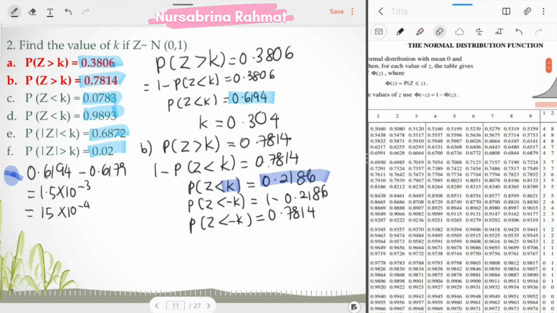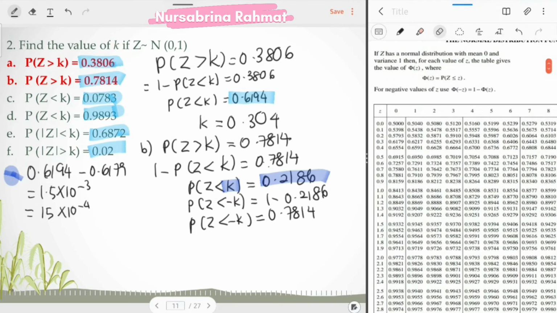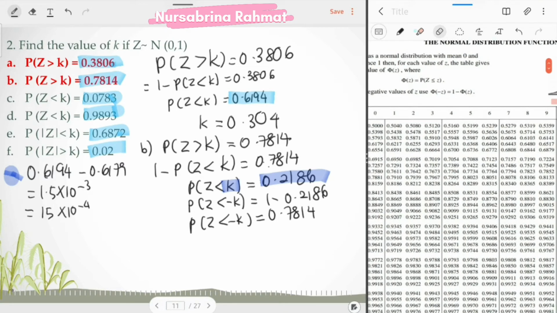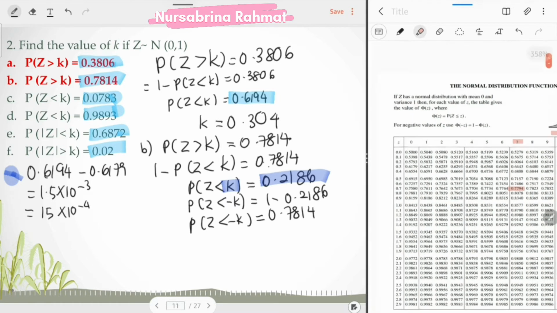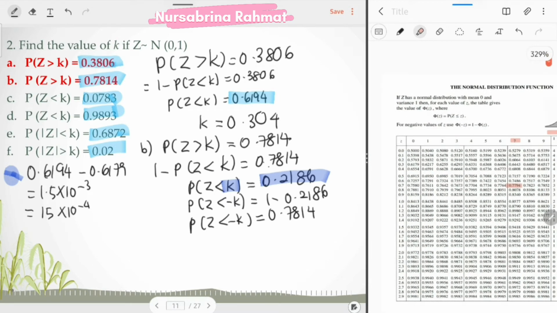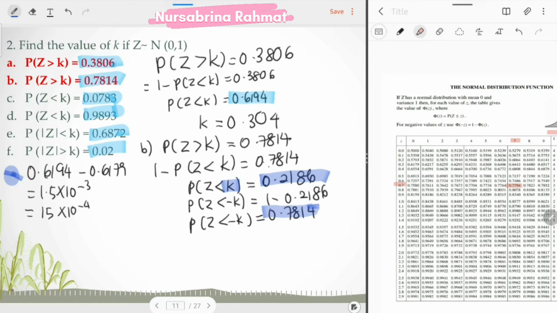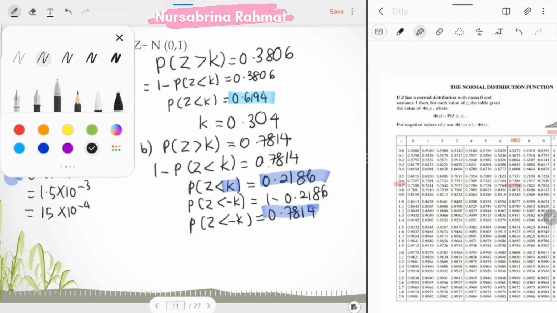Let's zoom in. 7814, 7814. Okay, so around here, we have 0.7794, which is for a z-score of 0.77. So we need to find the difference between 0.7794 and the value we have here, 0.7814.